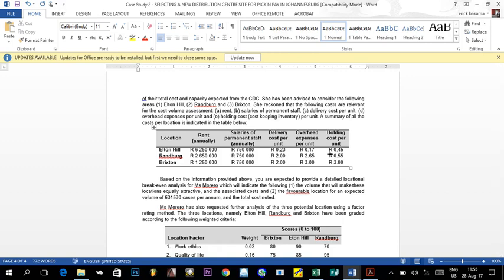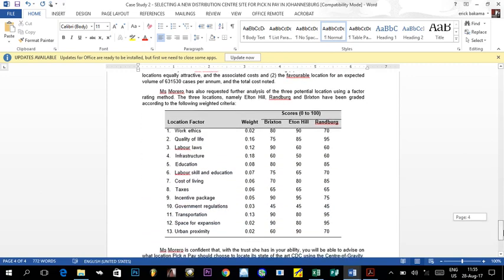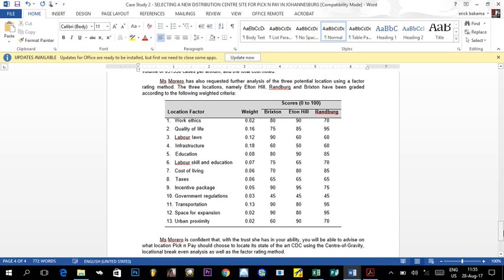Here we are given a financial statement of the company, and based on it we should find the best location. Secondly, we'll use the locational break-even point, and finally we are going to solve it using the factor rating. Here we are still deciding between three locations, Brixton, Illovo, and Randburg, to find which one is the best based on the location factors given.